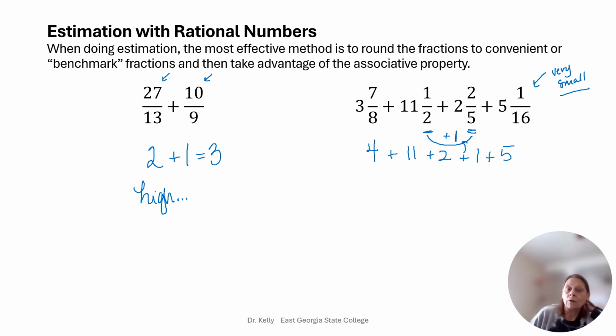So we have here 15, 16, 17, 18, 19, 20, 21, 22, 23. So our approximation is 23. And would you say whether this guy was high or low? I'm going to say that this guy is low because we rounded up. We rounded up more than we ignored.